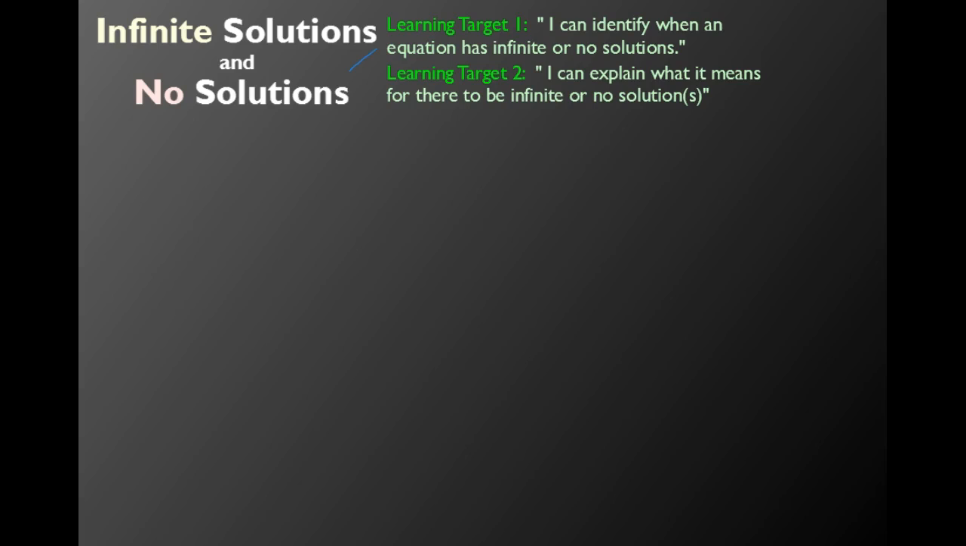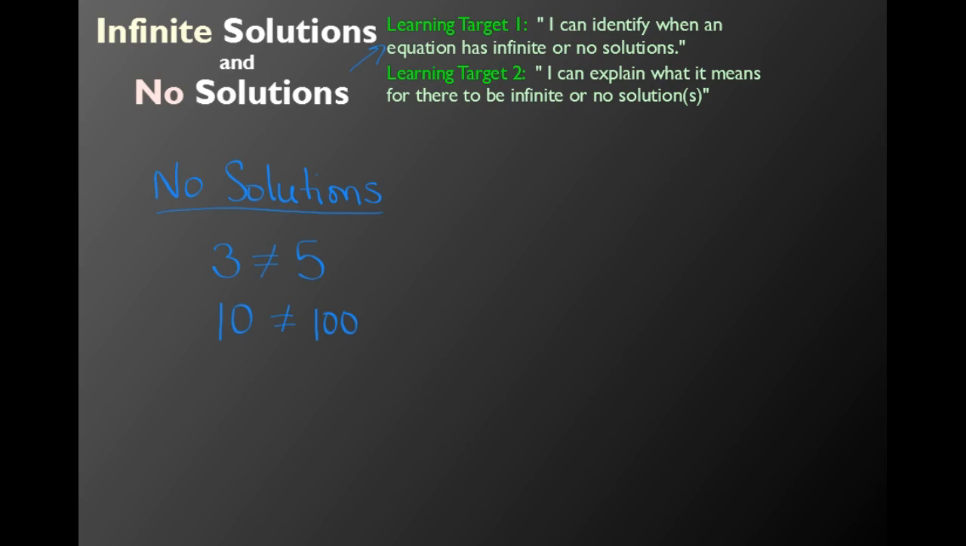At least get this learning target out of the way, which is I can identify when an equation has infinite or no solutions. So if something's going to have no solutions, it's going to end with two numbers, 3 and 5, that don't equal each other. Could be 10 and 100. Could be anything, but they just won't match. And that makes sense. If it doesn't work, it's no solutions. They kind of go together.